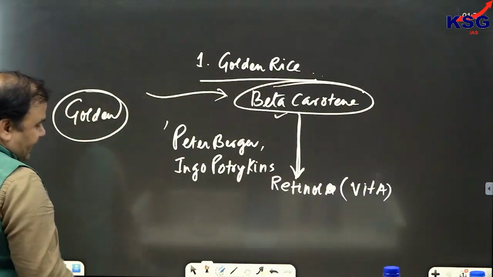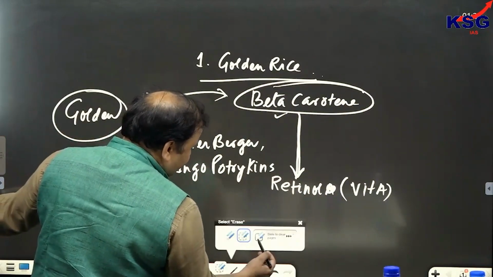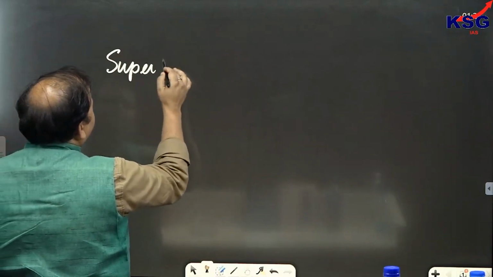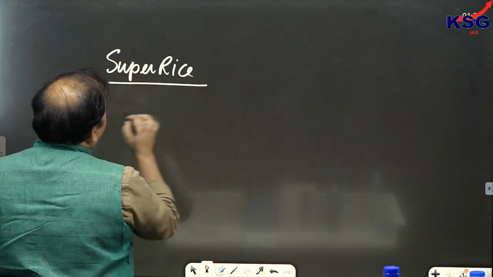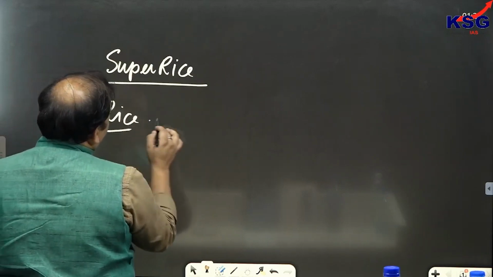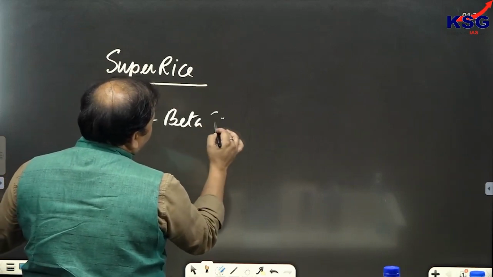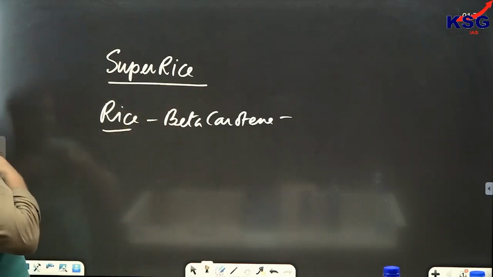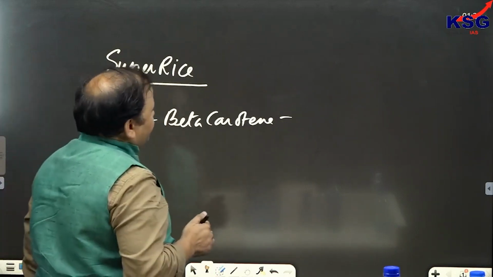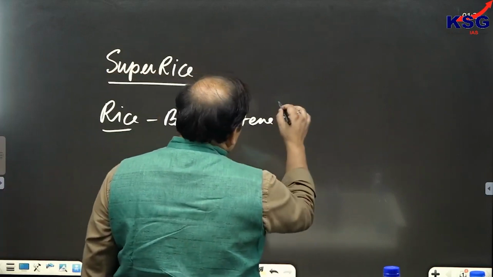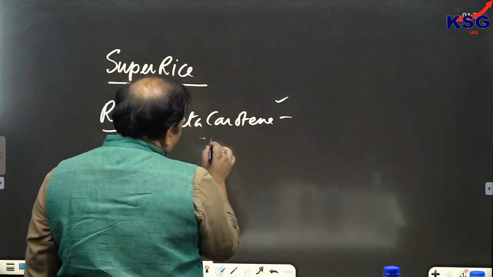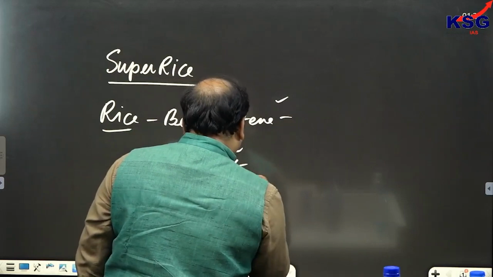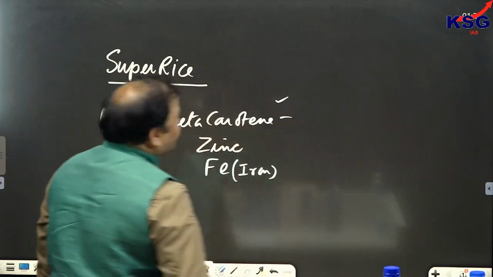Now, the second kind of variety is called super rice. Rice not only has a deficiency of beta carotene, it has a deficiency of some other things as well. For example, it is deficient not only in beta carotene but also in zinc and iron. So iron and zinc are also missing. They are less in rice.